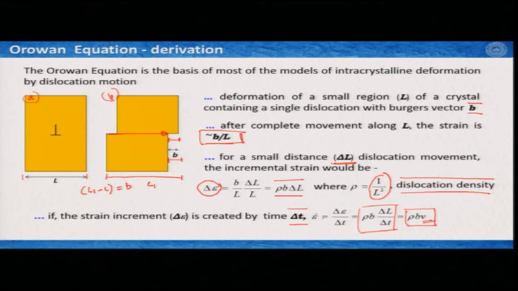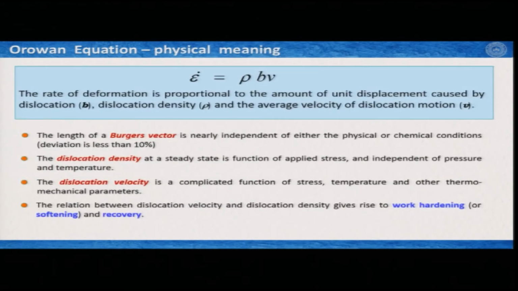Now, this is a very important equation, and we will see what the implications of these terms are, or how dislocation density, Burger's vector, and dislocation velocity would influence the strain rate. So, this equation, epsilon dot equal to rho B V, is the fundamental equation. The rate of deformation is proportional to the amount of unit displacement caused by the dislocation, which is Burger's vector, the dislocation density rho, and the average velocity of the dislocation motion, which is V.